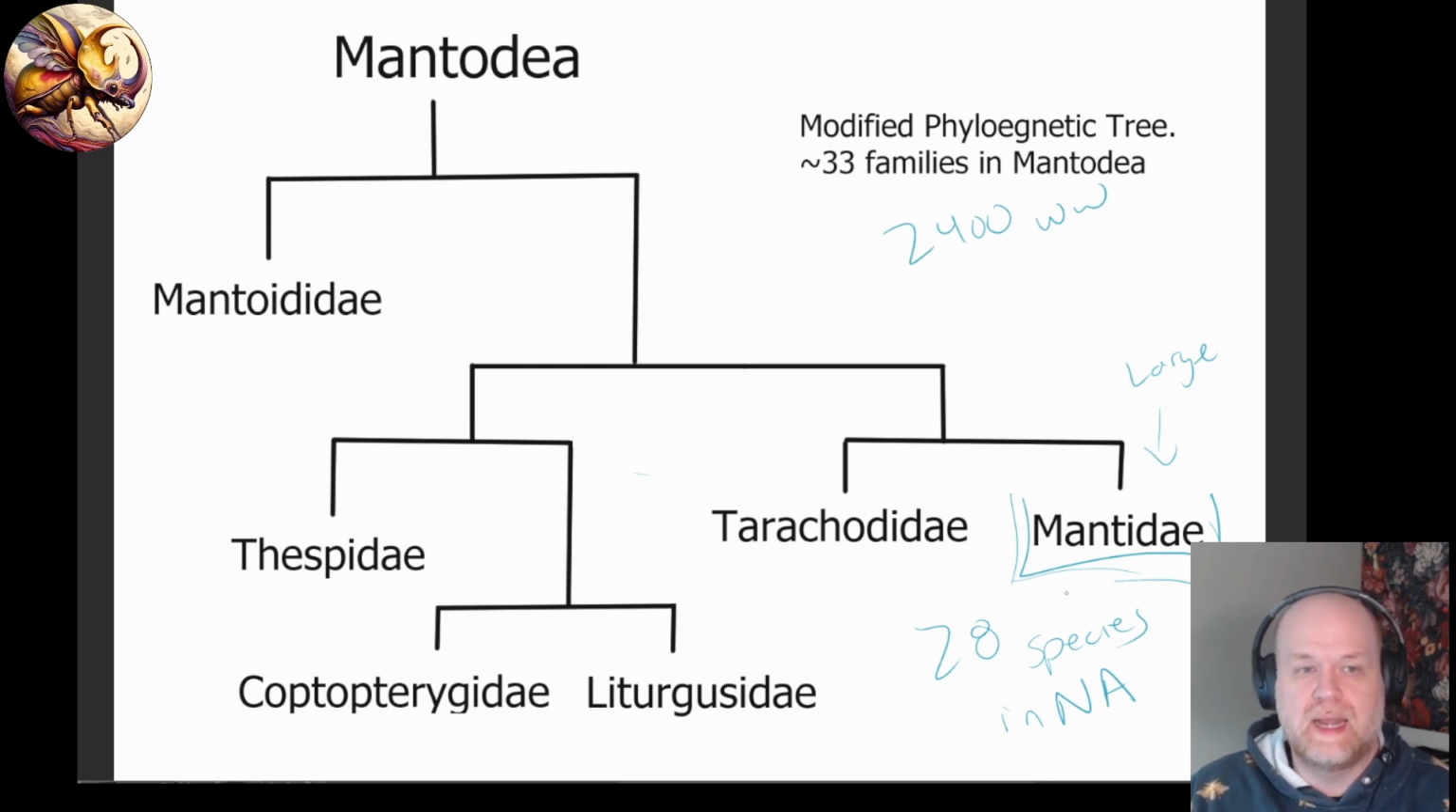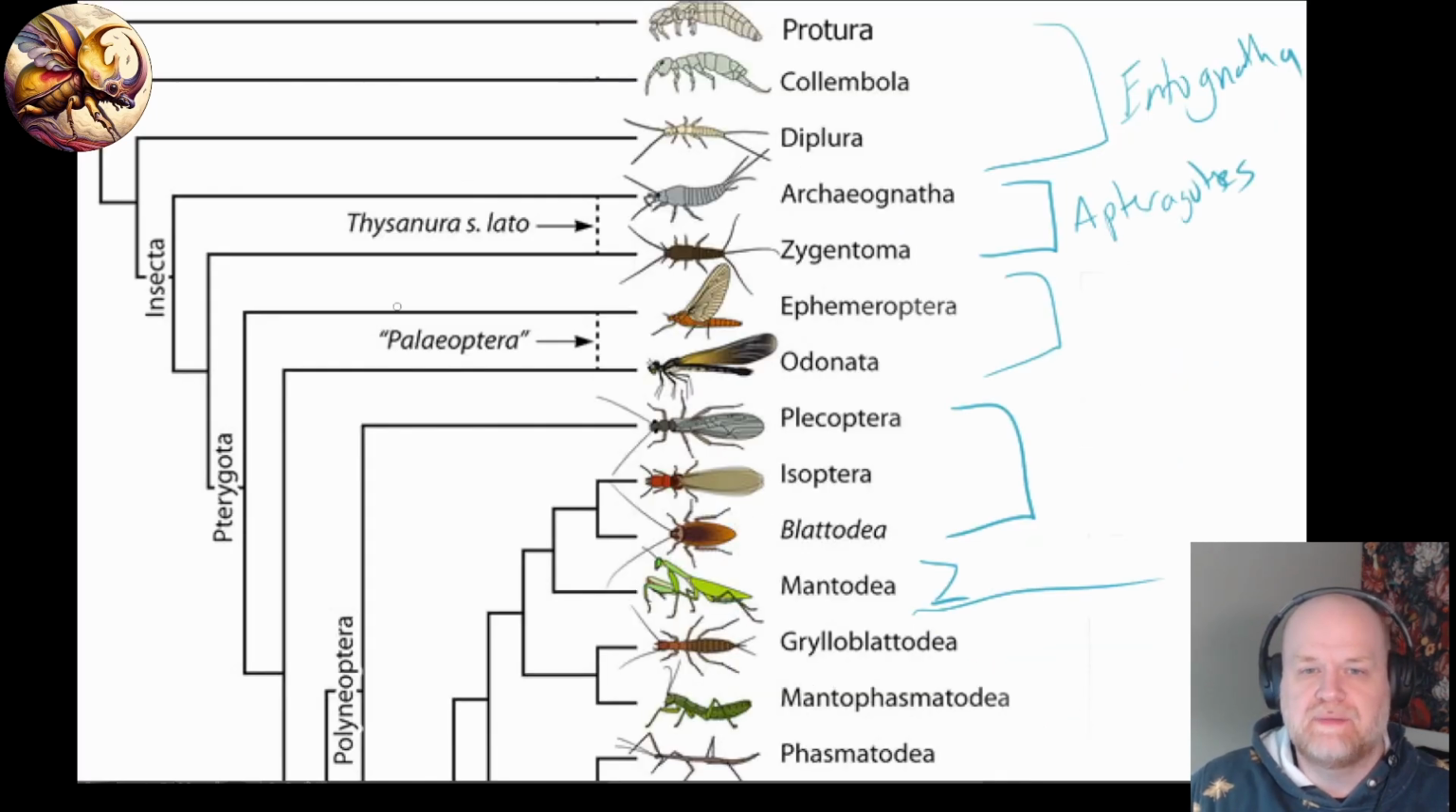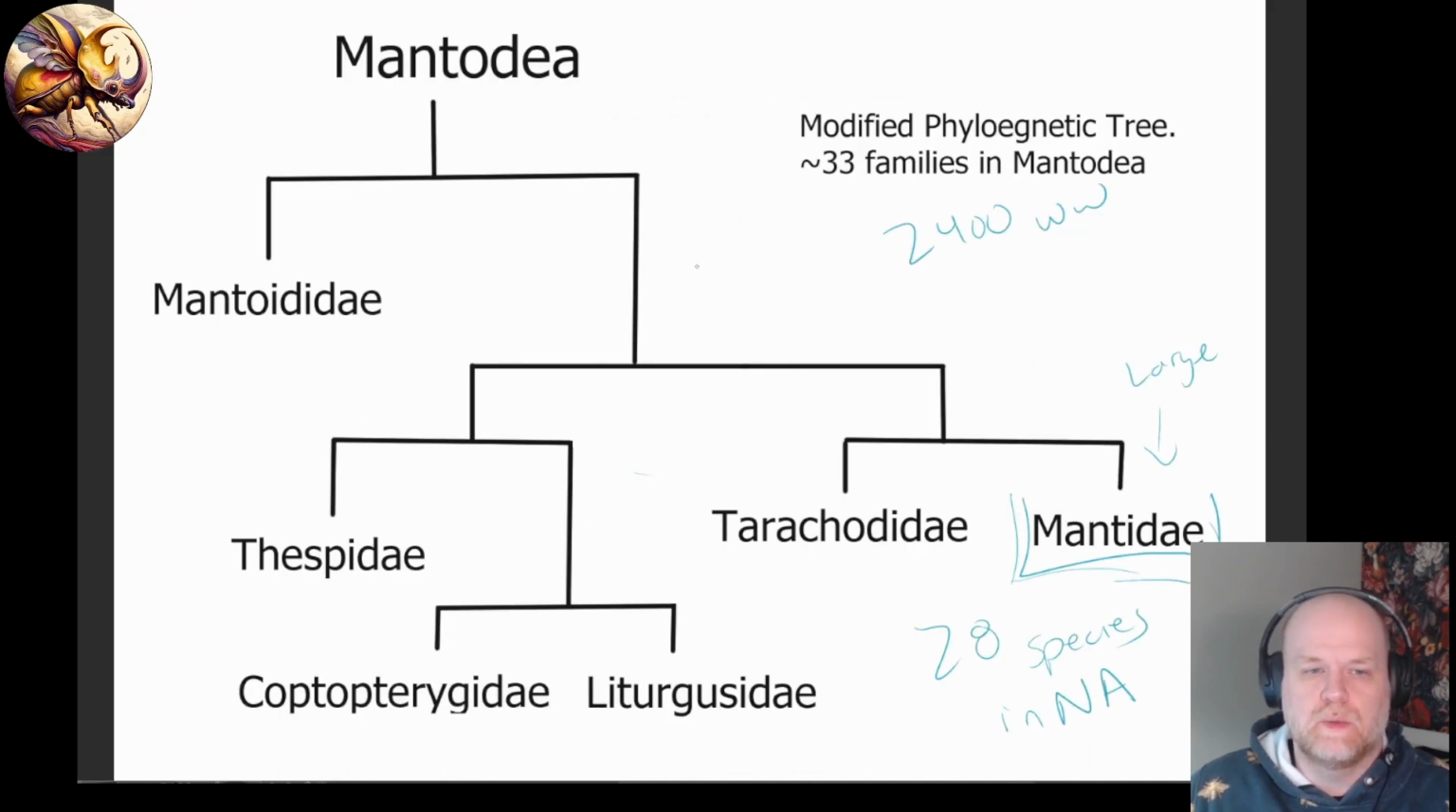The mantises are, again, hemimetabolous. So if we go back to that cladogram, things that they have in common: these are the hemimetabolous insects. They don't go through a true metamorphosis. The immatures look a lot like the adults. And they're Neoptera, so they can fold their wings over their back, which is how the mantis always holds its wings.